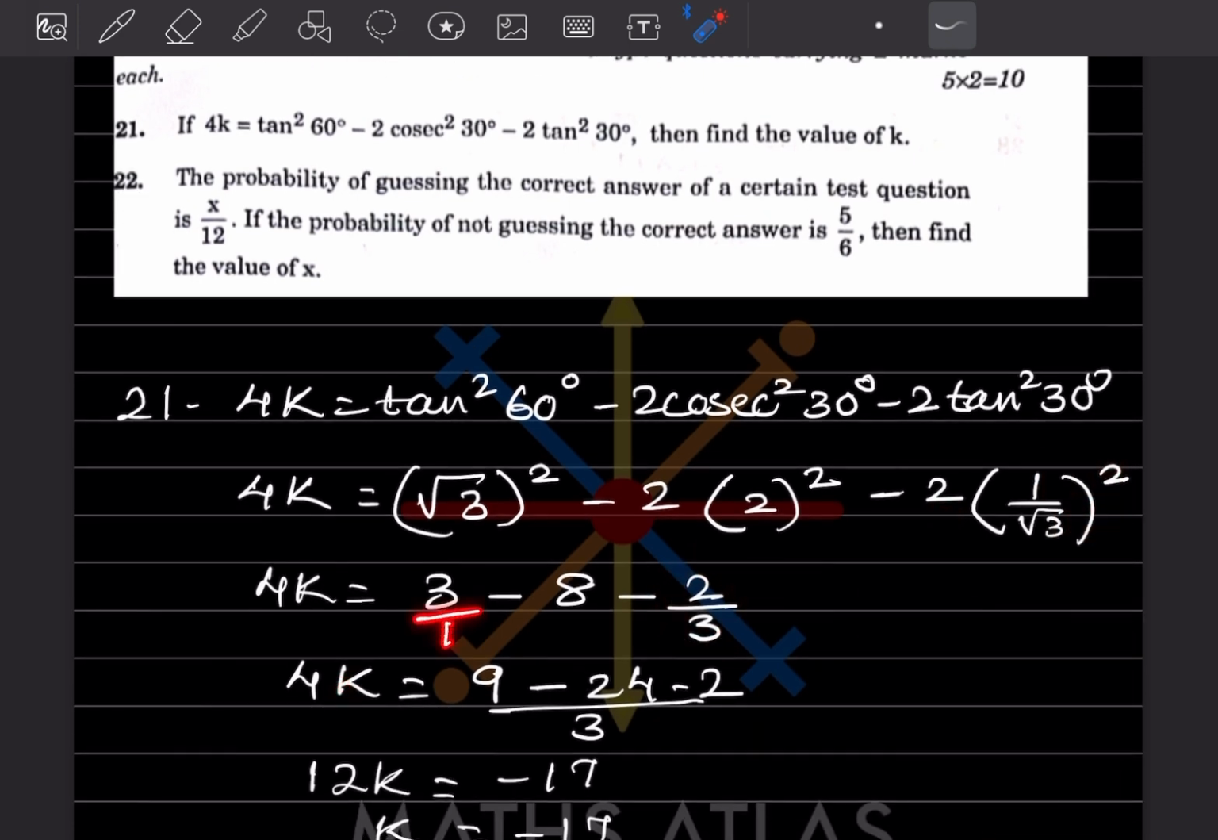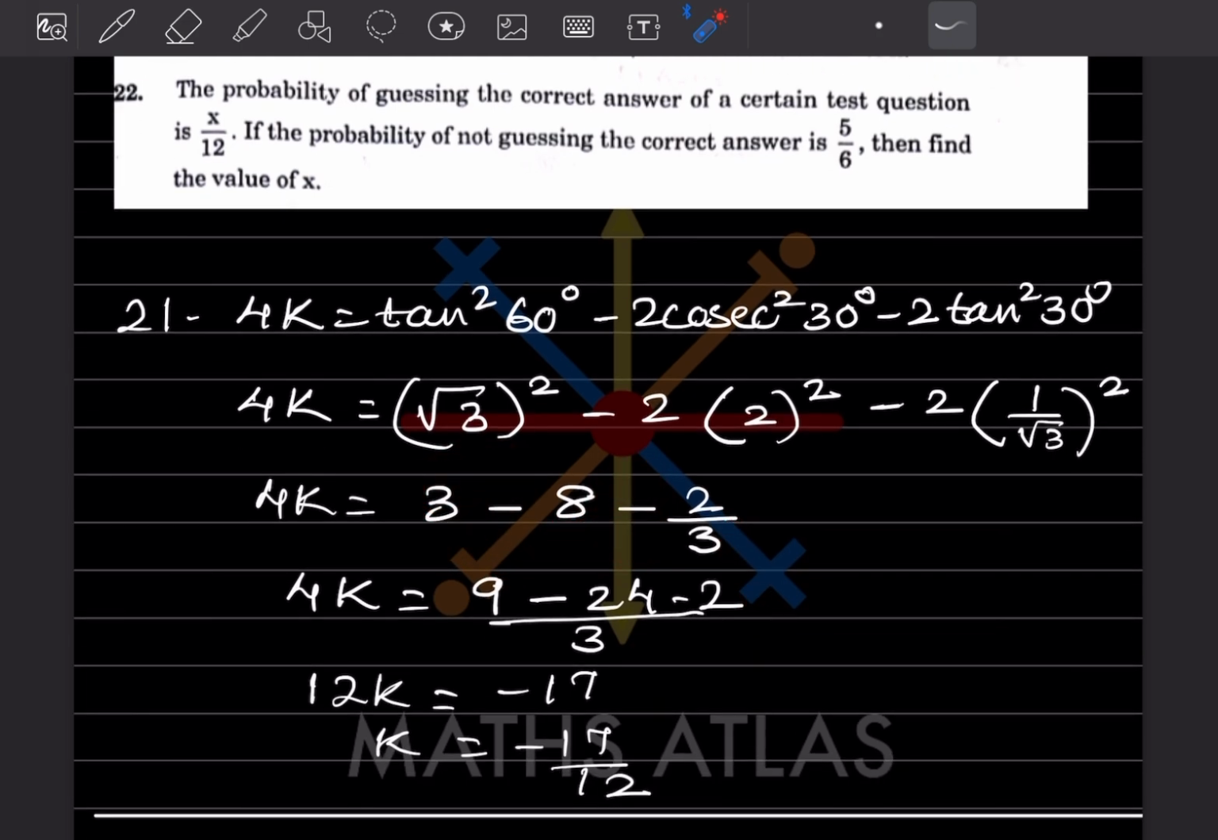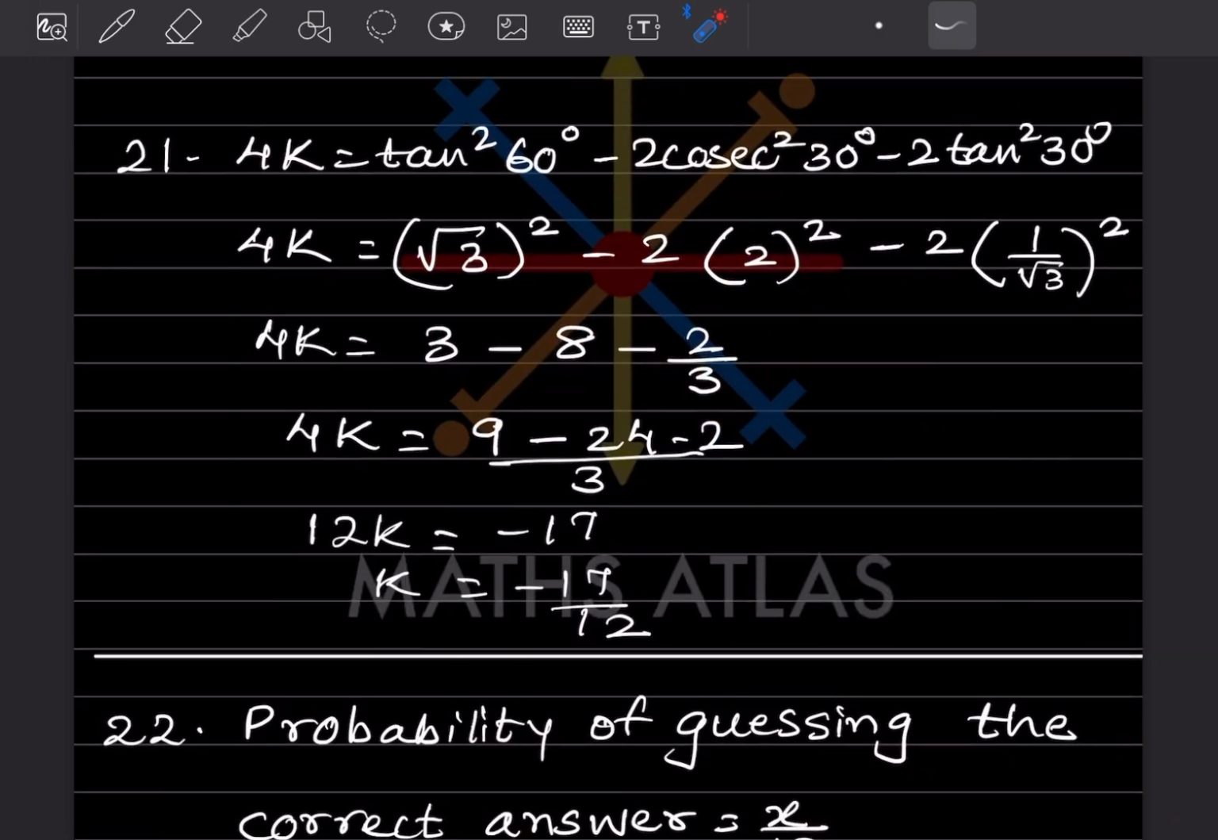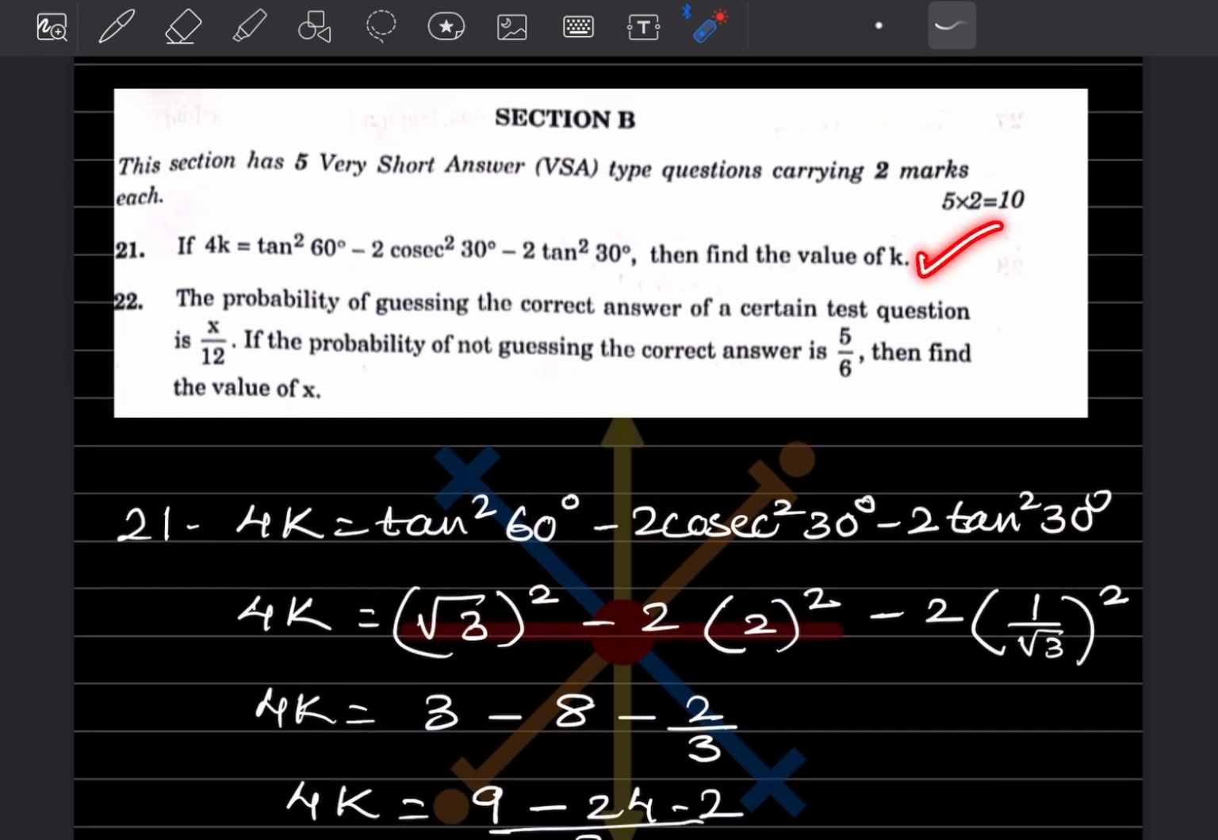Now you will take the LCM of this. So LCM is 3, because here is 3. So what will you get here? 9 minus 24 minus 2 by 3. Now let us take this 3 on the other side. It will go in the numerator, because it is changing the sign. This will be minus 17. So k will be minus 17 by 12. That is what they have asked, the value of k.